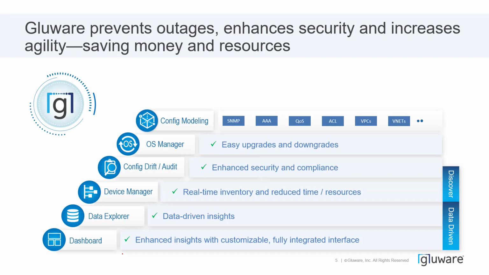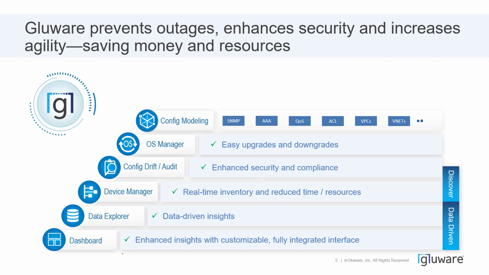Config modeling, we refer to it as our superpower. It's really the key differentiator of Gluware in terms of things that no one else can really do in the industry, in that we are able to deconstruct a monolithic CLI config file and break it up into individual features that are ultimately defined in data models within our platform.